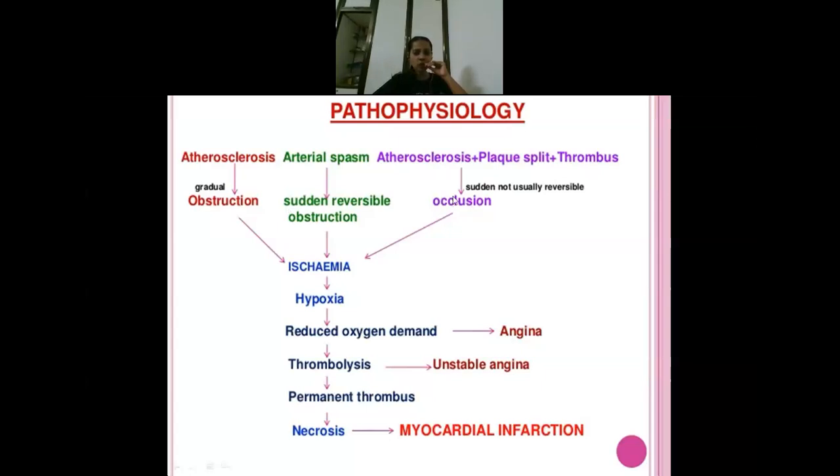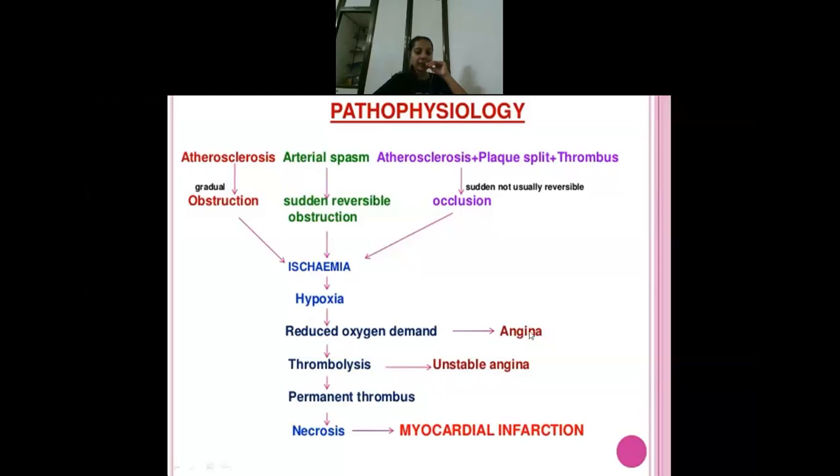Okay, so what happens when there is obstruction or occlusion? Either it is partial or complete, whatever it is. What will happen? It will cause ischemia. Okay, that is what? Decreased blood flow and decreased oxygenation to the myocardium. That will cause hypoxia. You know what is hypoxia, isn't it? Decreased oxygenation will be there. So already we have seen in angina that whenever there is decreased oxygenation, the normal aerobic metabolism is converted to anaerobic metabolism, and that is why you suffer with the chest pain or anginal pain.